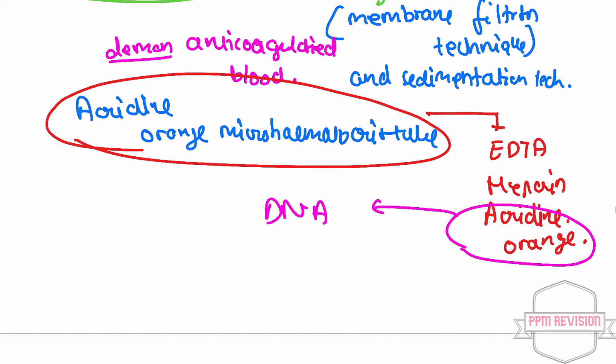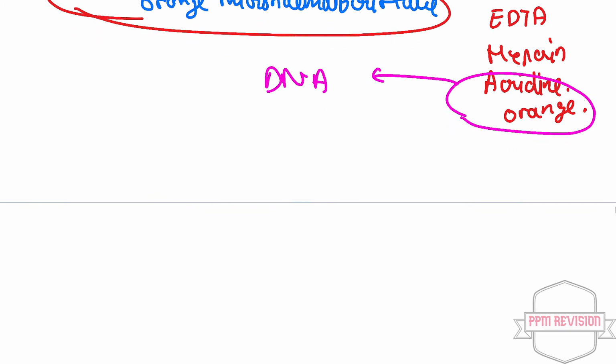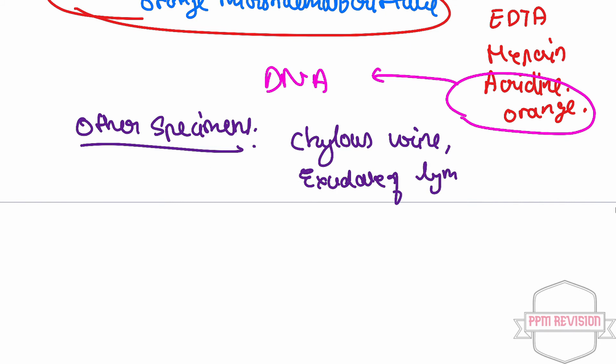And besides the blood, the microfilaria are also demonstrated in other specimens. The other specimens include the chylous urine, the exudate of lymphatics, as well as hydrocele fluid.